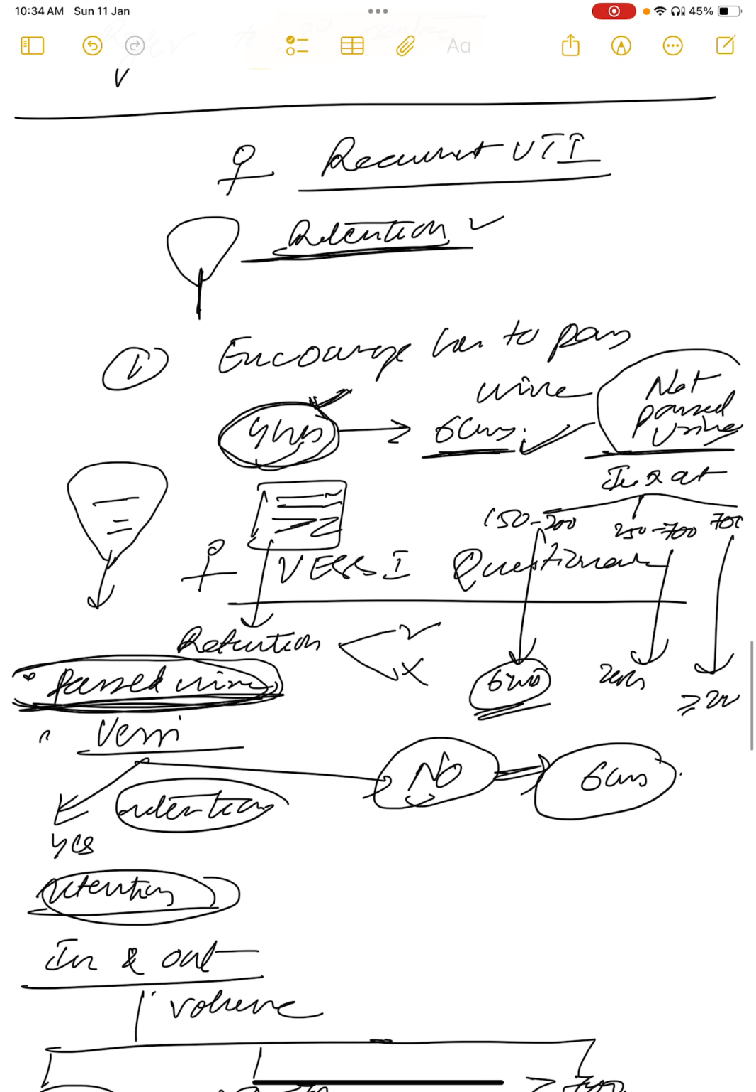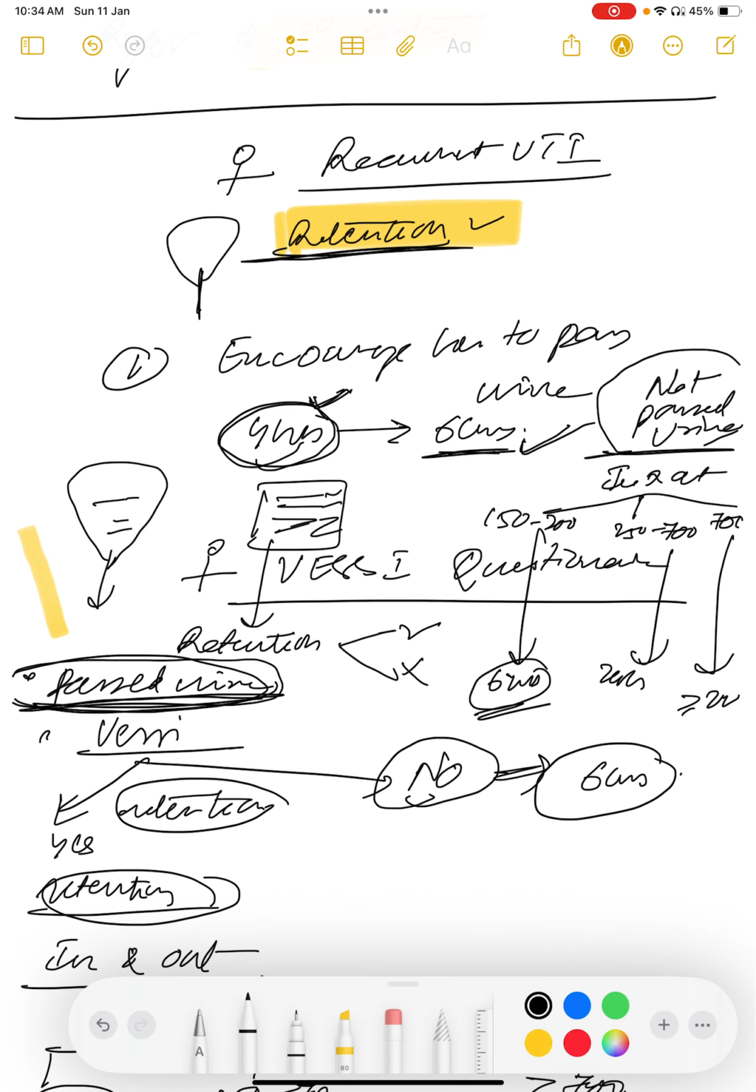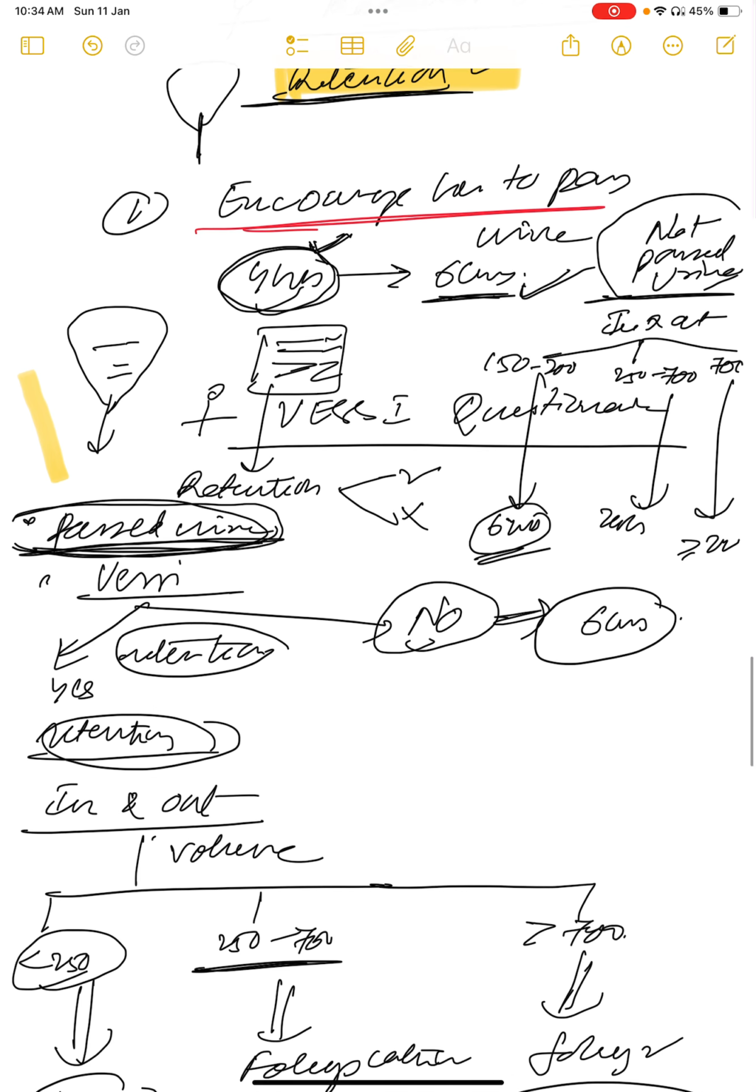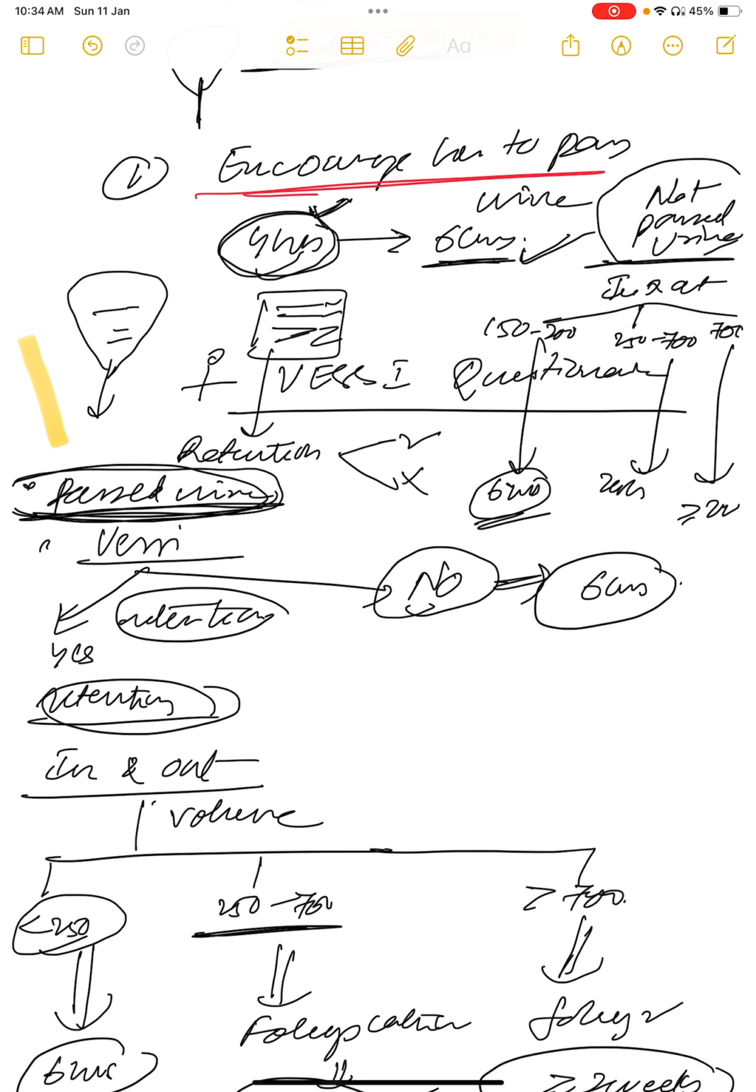The next concept is, if a woman with recurrent UTI came, then what will you do? You'll see whether there is retention or not. If there is retention, you'll ask her to pass the urine. You'll encourage her to pass the urine. Okay. How much time will you give? You'll give 4 hours. If she's not passing, you'll give an additional 2 hours. So totally 6 hours you'll ask her to pass.